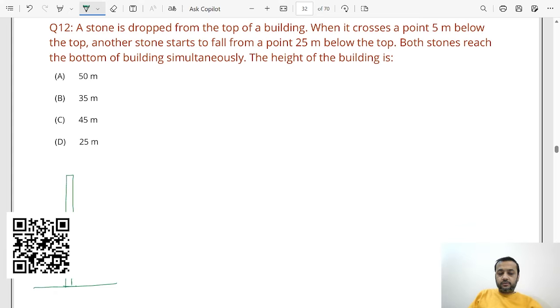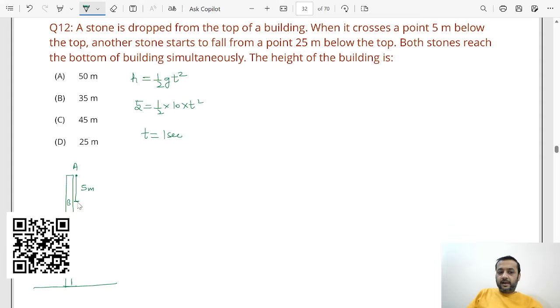Now we are dropping a stone from the top. This point is A, and from here we are dropping a stone. Let us say this stone reaches here, 5 meters below, at point B. First let me calculate how much time this stone will take to reach point B. Remember, height fallen is half g t square. The stone has fallen 5 meters, so half into g, which is 10, and t square. Basically t will be 1 second. That means the first stone released from the top of the building will fall through the 5 meters.